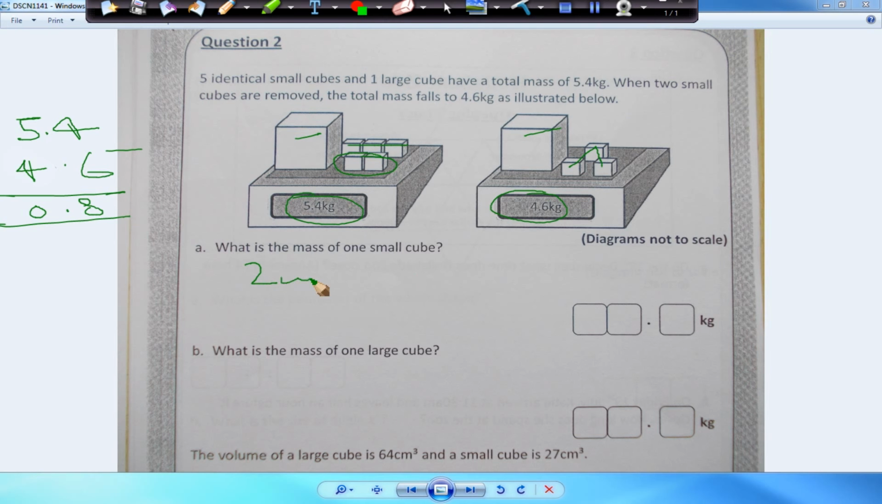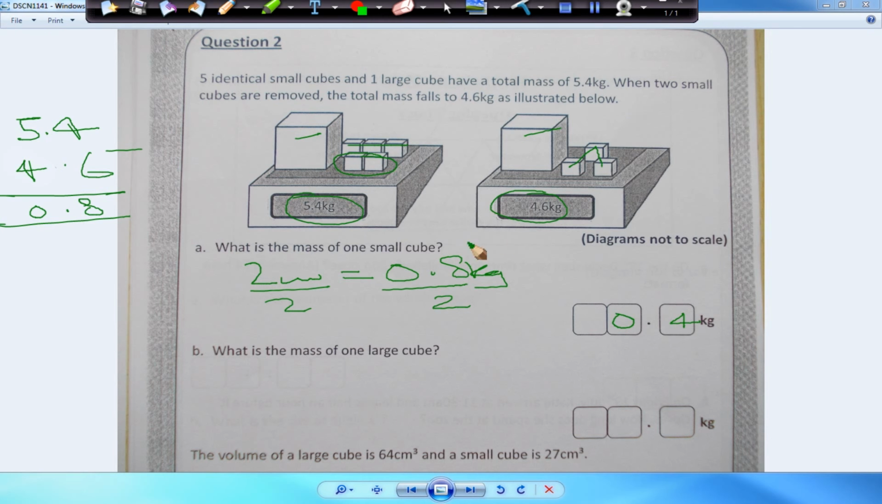So 2 weights is worth 0.8 kilograms. And the question is saying, what is one of them worth? So we divide it by 2. 0.4. Okay, so the answer is 0.4. Excellent. Now the question says, what is the mass of 1 large cube?